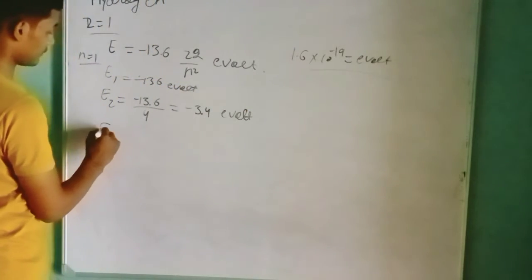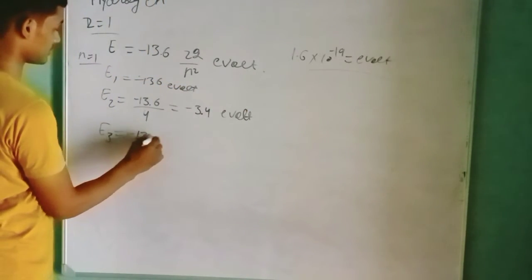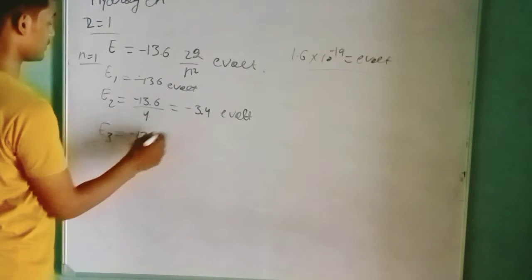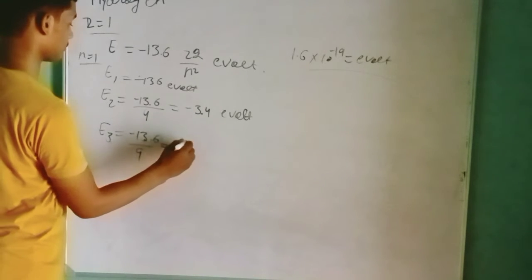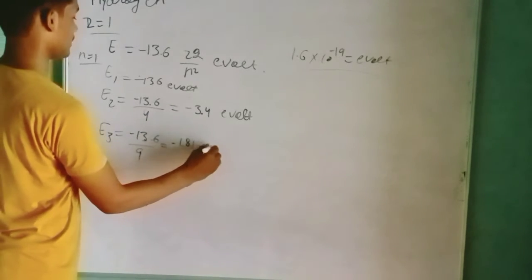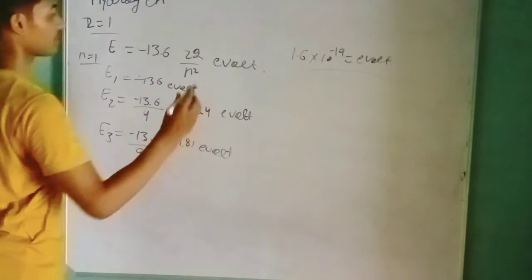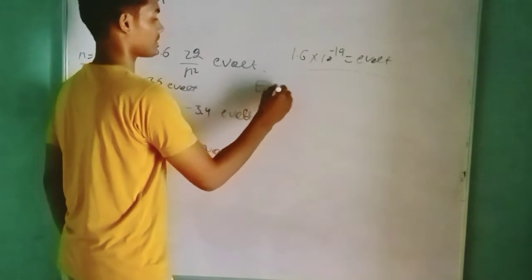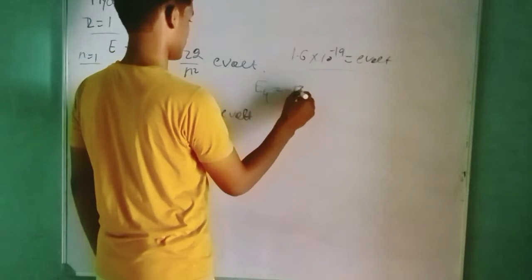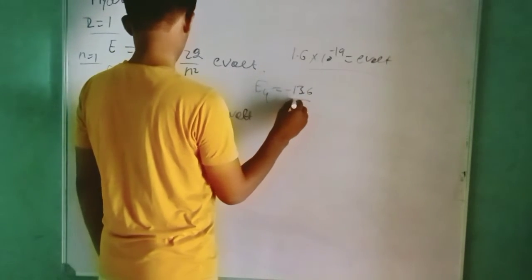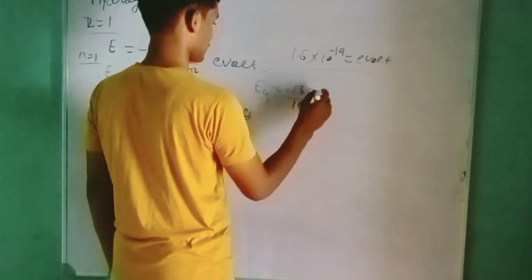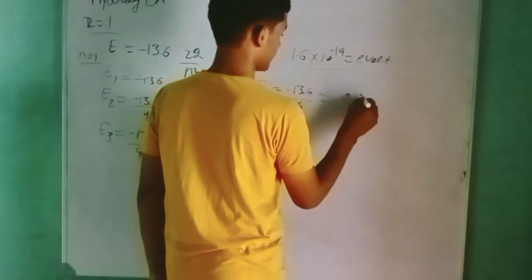When we do it for E3, minus 13.6 divided by 9, it is equal to minus 1.51 electron volt. So for E4, minus 13.6 into 1/16, that is minus 0.85.